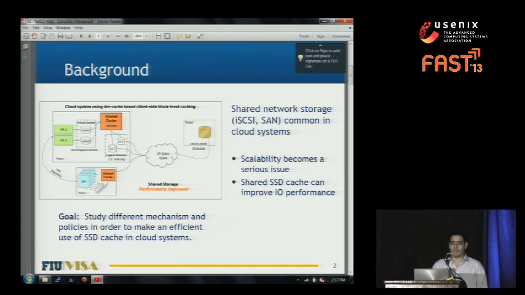When the number of virtual machines between the hosts increases, and the number of hosts sharing the same network storage increases, there is a bottleneck in the network storage. So we developed previous work: we created a cache for the host side. Using benchmarks, we have proved that this SSD cache on the host side can increase I/O performance. Now we want to study traces in order to study different mechanisms and policies to make efficient use of SSD caching for cloud systems.